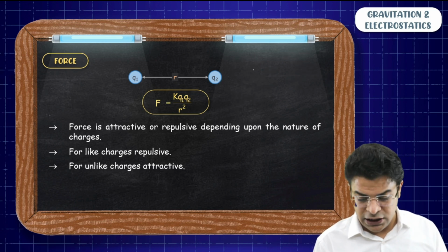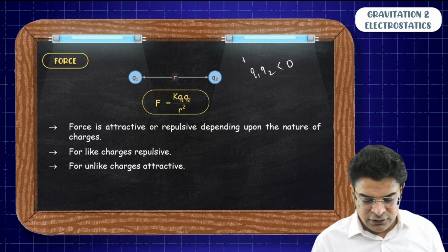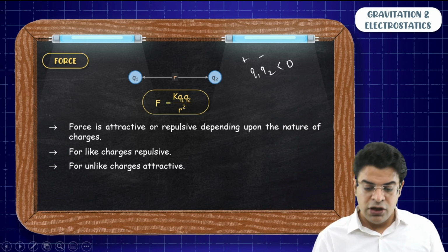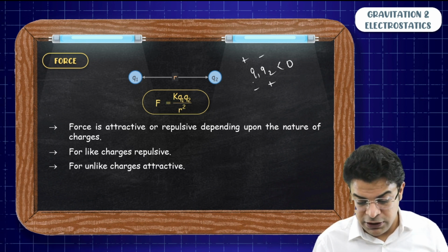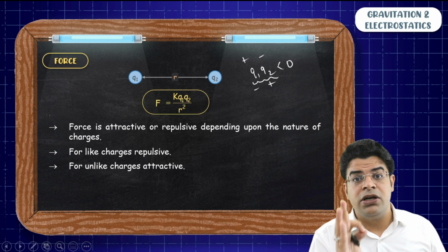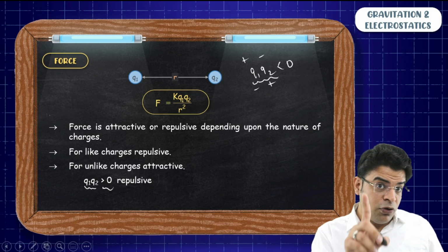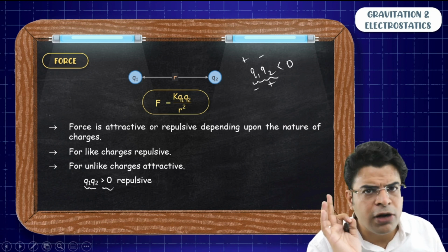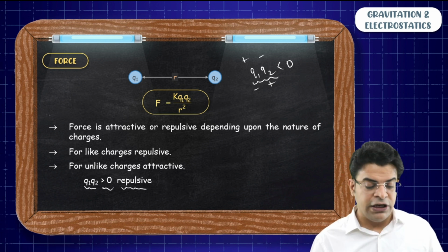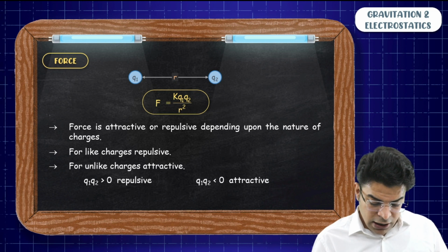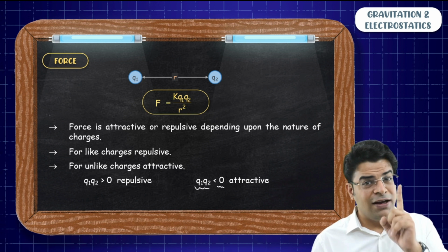And for unlike charges, q1 into q2 has to be less than 0. Why? Because, sir, for unlike charges, if first one is positive, second one is negative, multiplication is negative. If first one is negative, second one is positive, multiplication is negative. So for unlike charges, the multiplication is less than 0. And for like charges, the multiplication is greater than 0. So if q1 into q2 is greater than 0, it means that both the charges are like in nature. Either both of them are positive or both of them are negative. In either case, the force has to be repulsive in nature between the charges. Or if we get q1 into q2 less than 0, it means that one of them has to be positive while another one has to be negative.